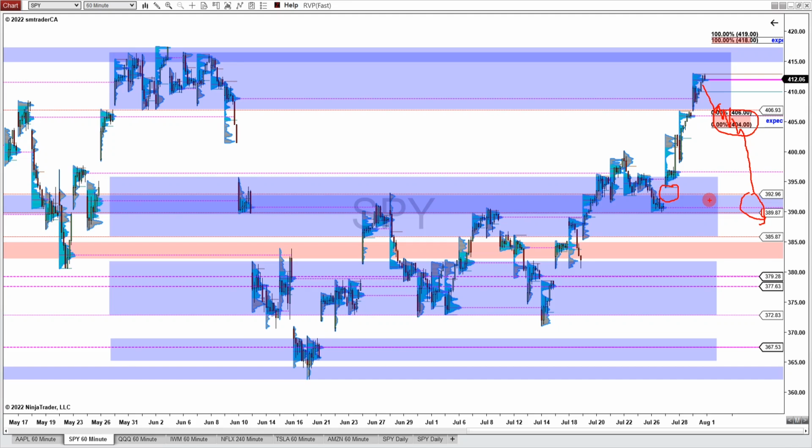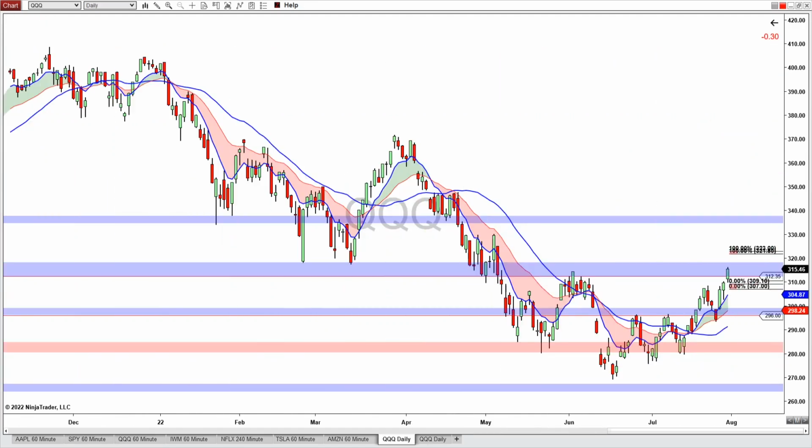And based on these two scenarios, I am expecting a down week for the S&P 500, or the SPY. On this daily chart of the QQQ, we see the price move up into this potential resistance zone above the 312 and 318 level.